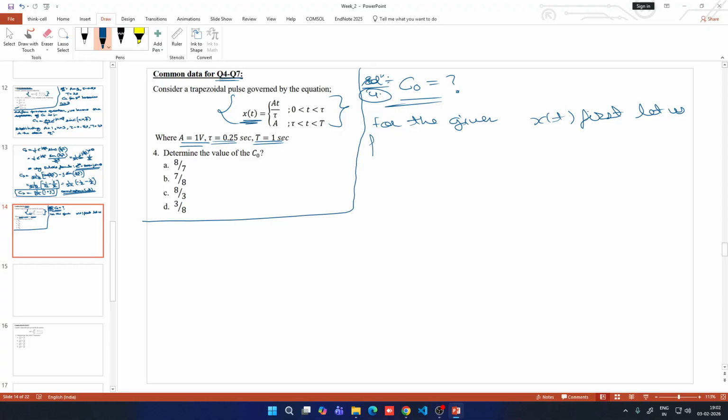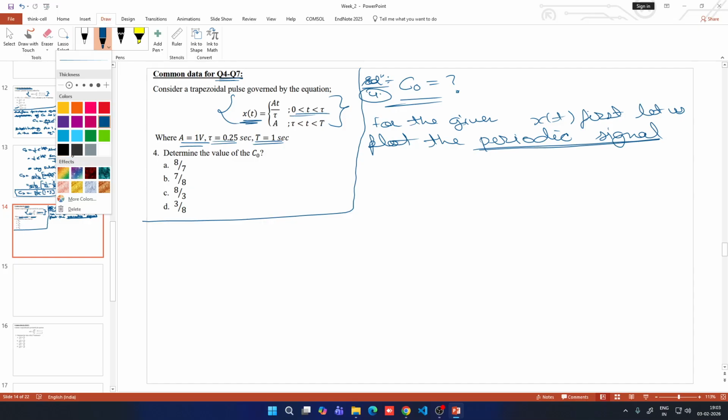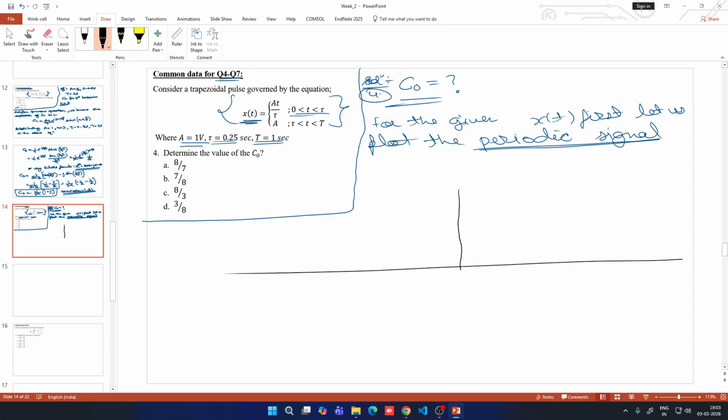Let us plot the periodic signal x of t. Periodic. So in EMI EMC we are concerned about only the periodic signals. That's why you see we are using this Fourier series. So it is given as x of t is A t by tau when it is in between 0. So I will use a different color for the axis. X of t, and this x-axis is time axis.